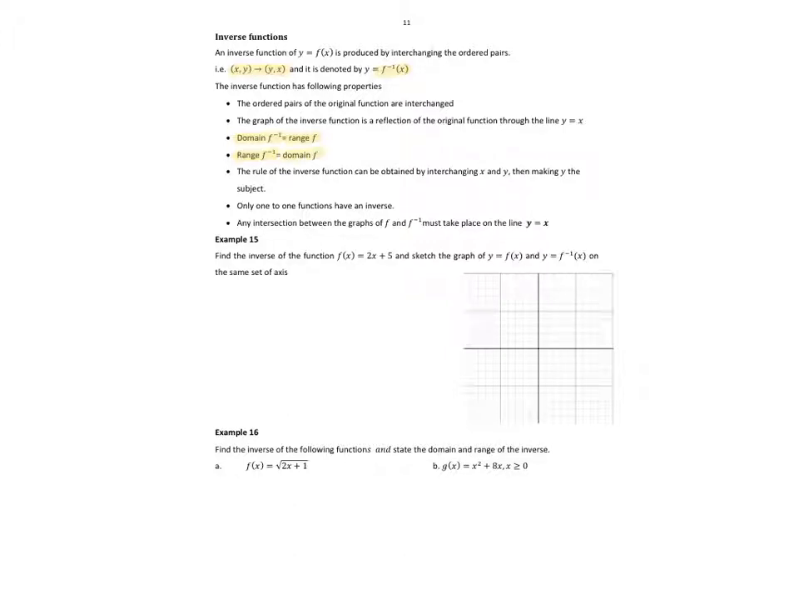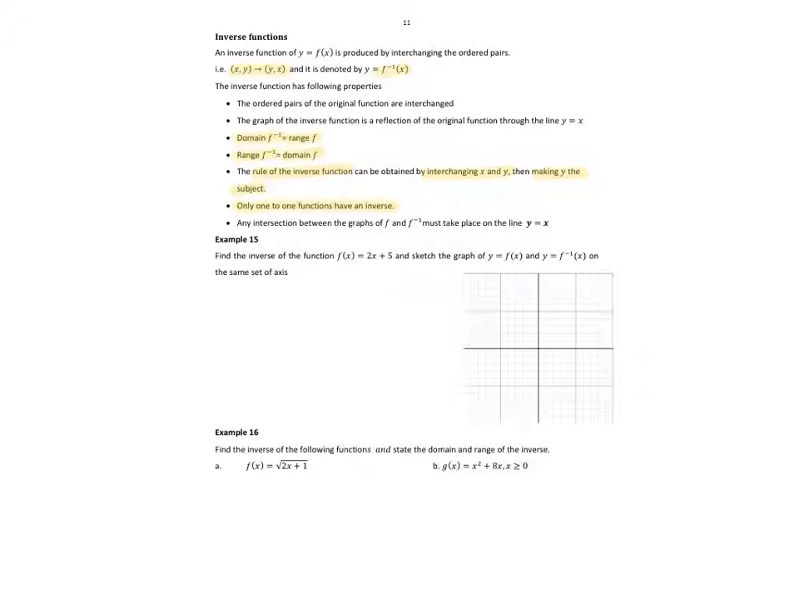To find the inverse function, we interchange the x and y values and then make y the subject. So rearrange it, so we'll get a function x equals, and rearrange that to make y equals. Really important here, only one-to-one functions have an inverse. We've spoken about one-to-one functions and many-to-one functions. Only a one-to-one function has an inverse.